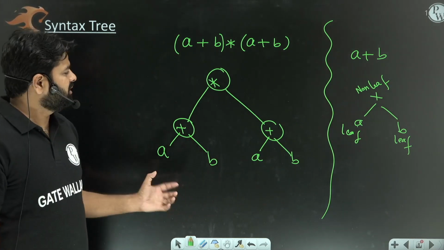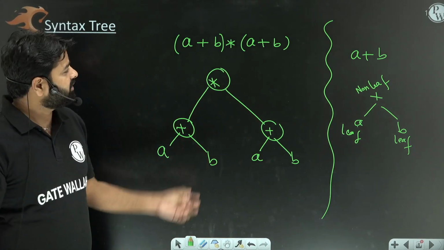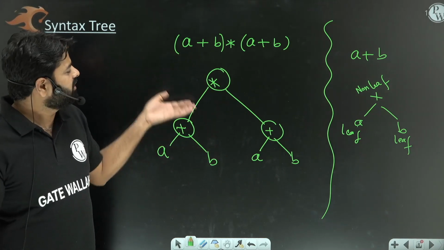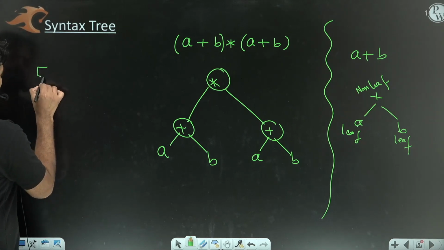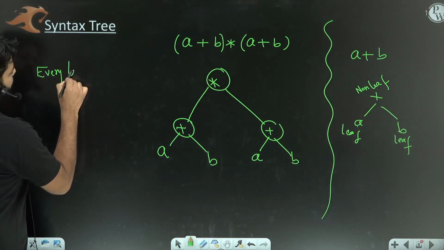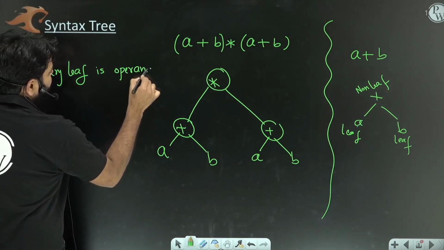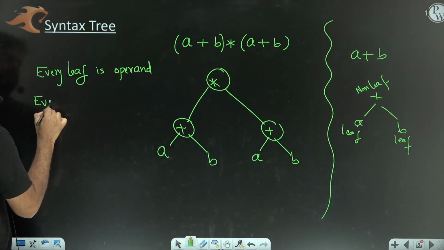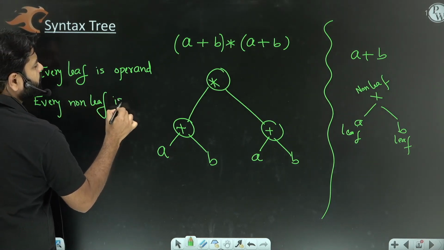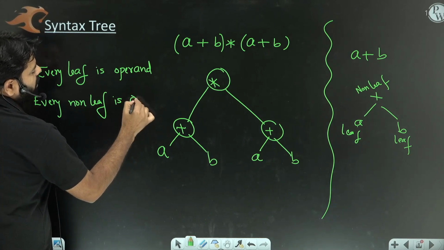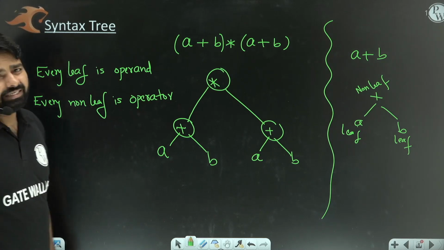So all the circles we represented here are the operators, and all non-circles are leaf nodes, they are operands. This is called a syntax tree, or you can say expression tree, as you are drawing a tree for an expression. So it is a syntax tree. Every leaf is an operand, and every non-leaf is an operator. Non-leaf is nothing but an intermediate node or sometimes a root. This is called a syntax tree.